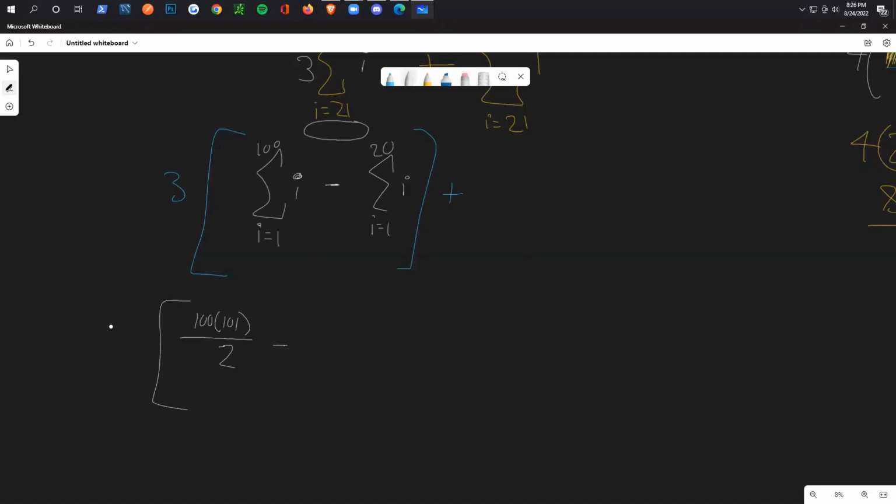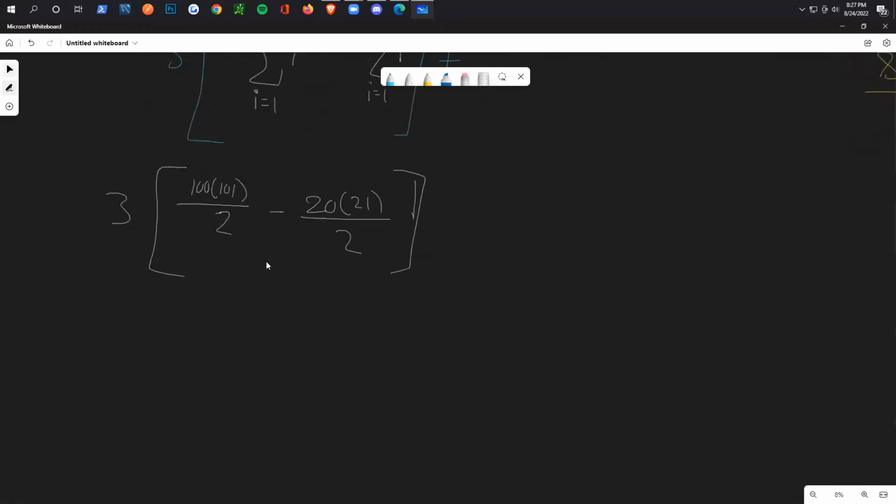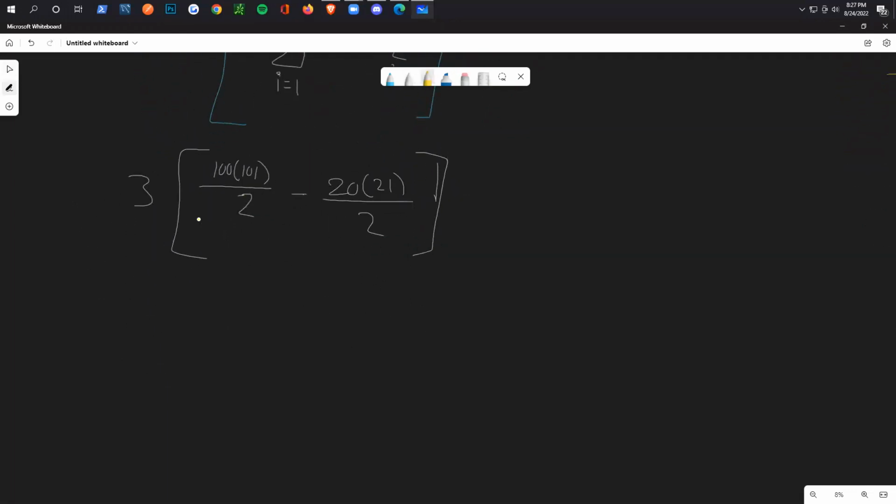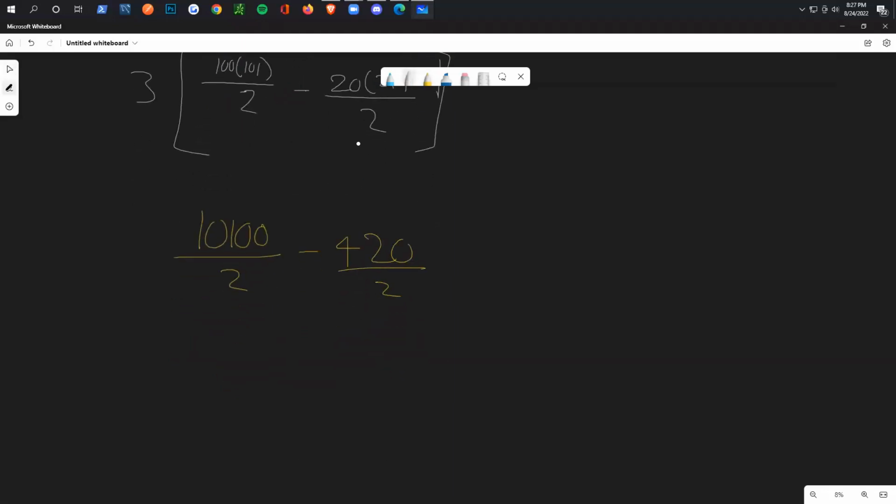minus, remember we have our times 3 on the outside, minus 20 times 21 all over 2. Right? Okay, so now we're going to have to do some math. This right here is going to be equal to 10,100 divided by 2 minus 20 times 21, so that is 420 over 2. And remember, times 3, still have to deal with that.